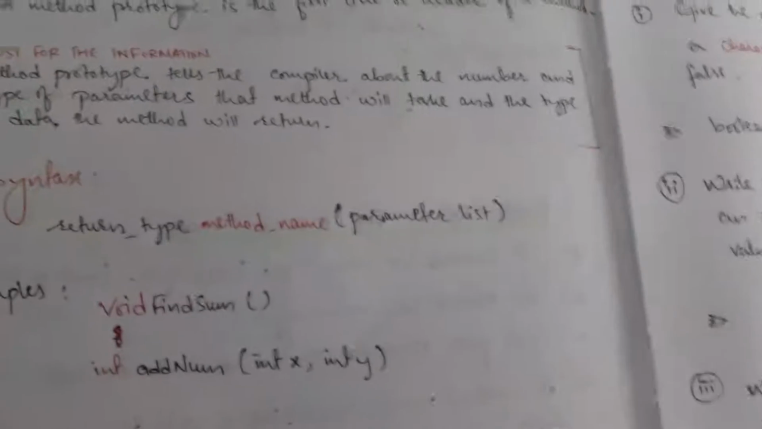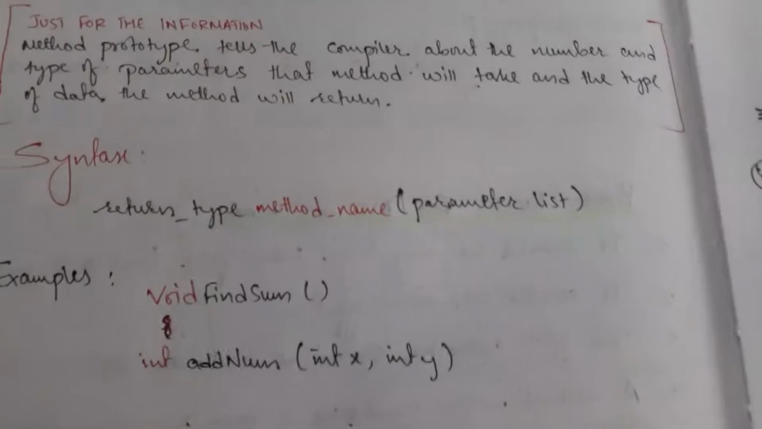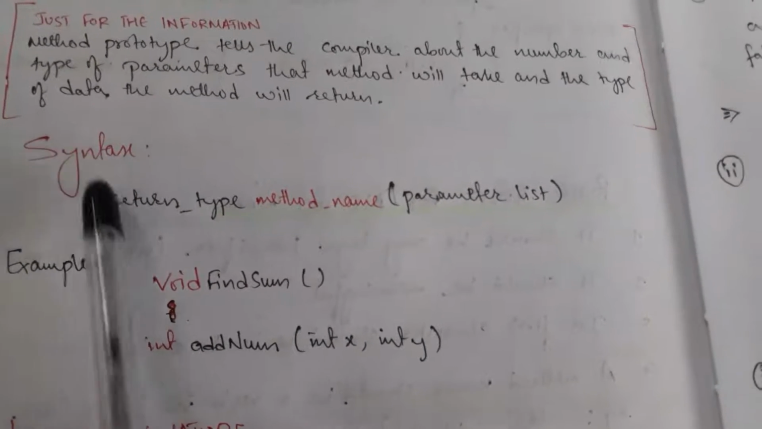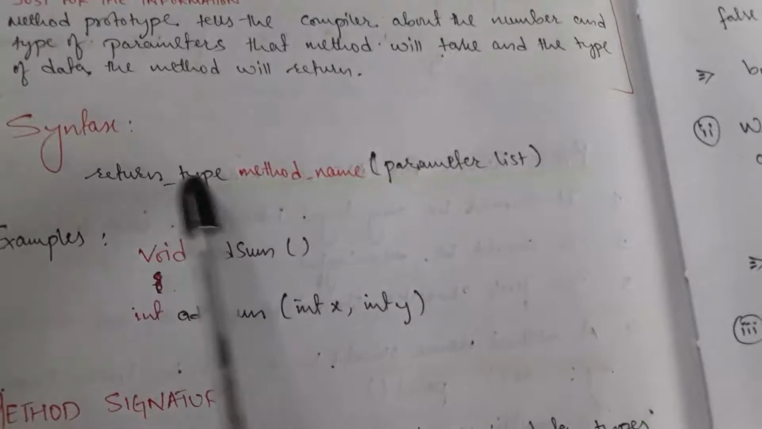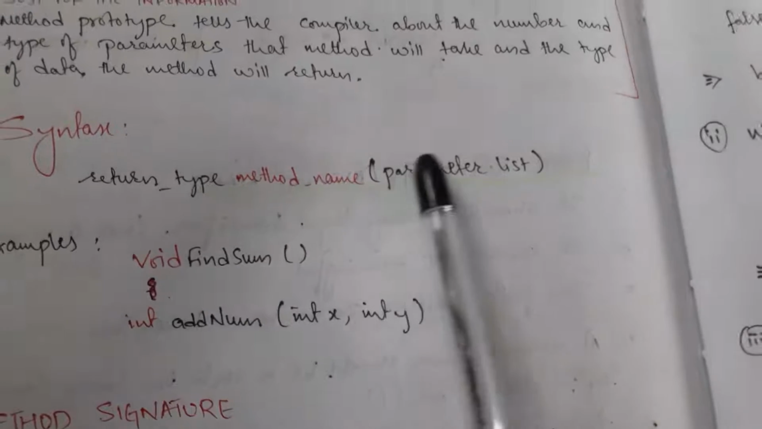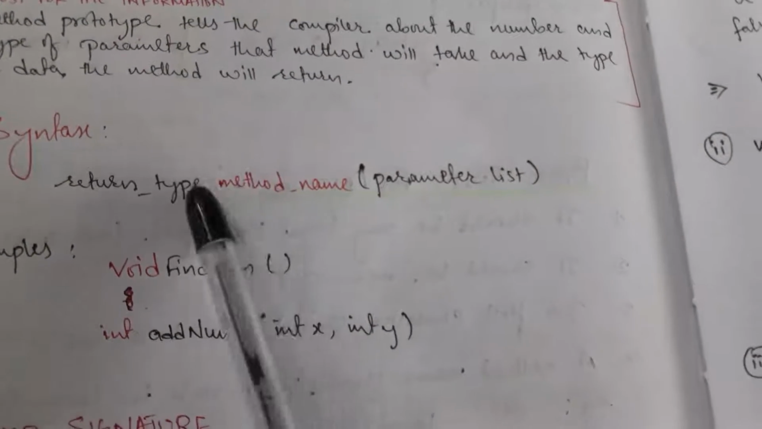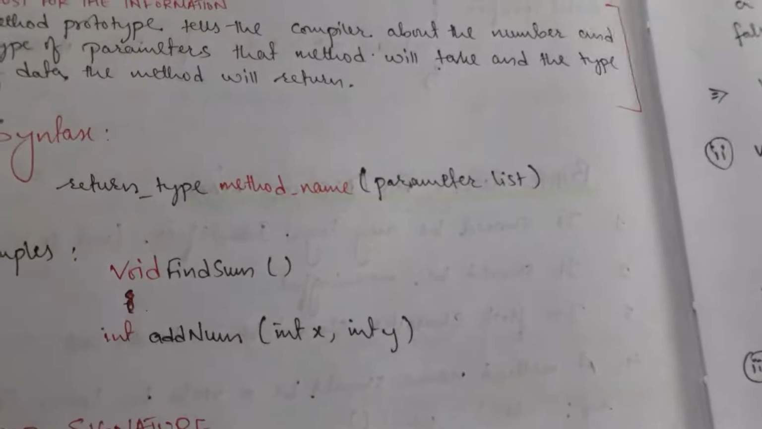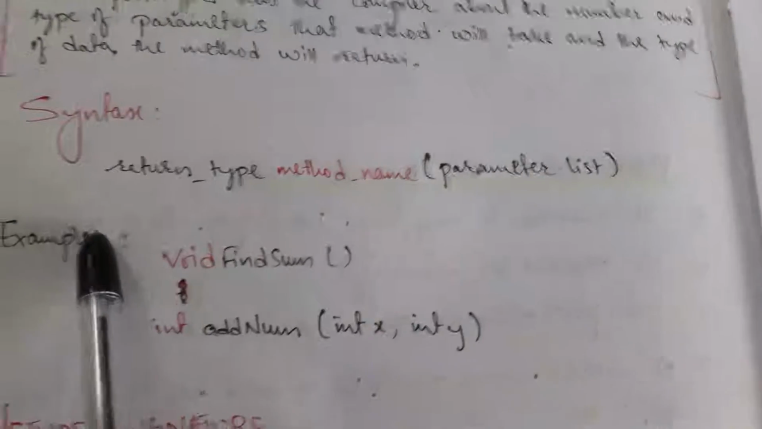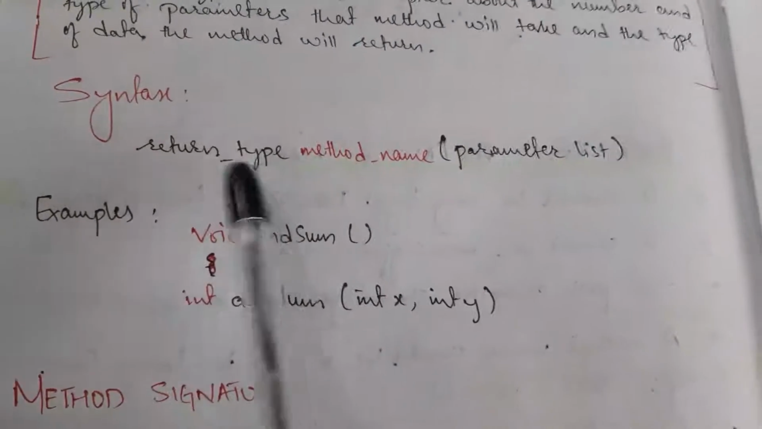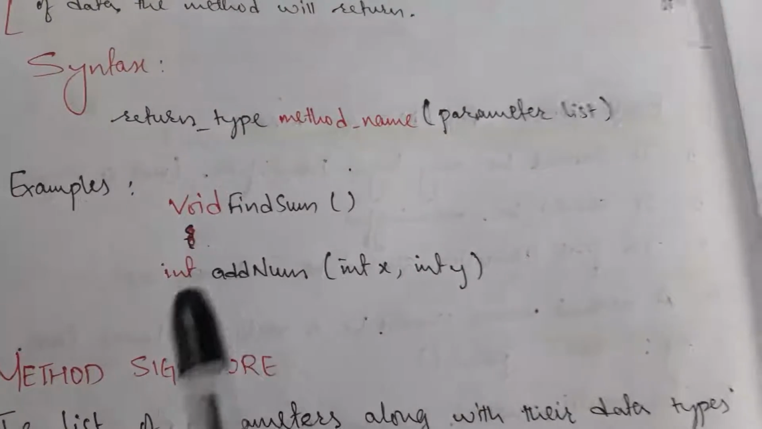Now, to write this method prototype in a program, we have to follow a format which is called syntax. In a method prototype, the three important things we find are the return type, the method name, and the parameters displayed inside the parameter list. Now an example is given for the method prototype.